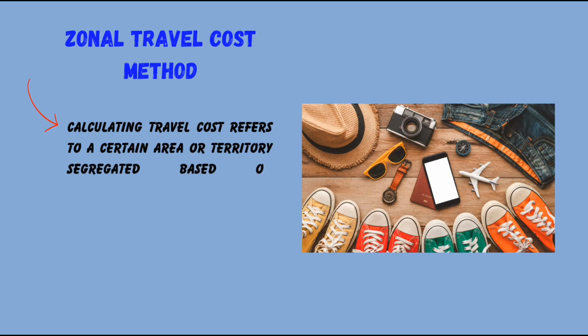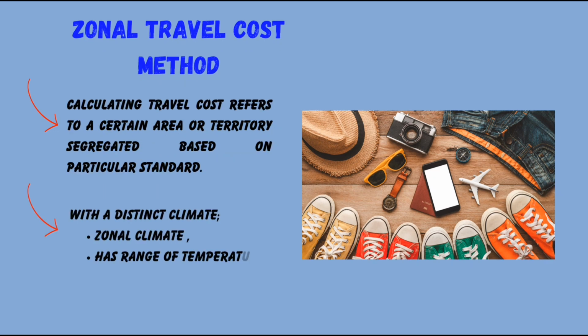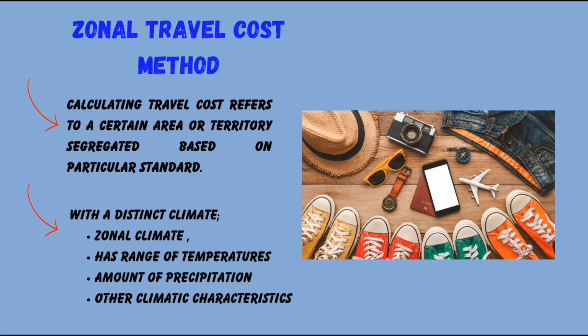The zonal method of calculating travel costs refers to a certain area or territory segregated according to particular traits or standards. An area with a distinct climate, such as a zonal climate, has a range of temperatures, a certain amount of precipitation, and other climatic characteristics.